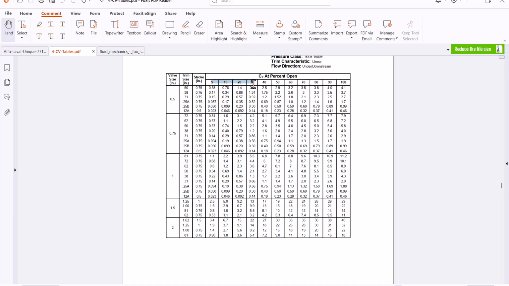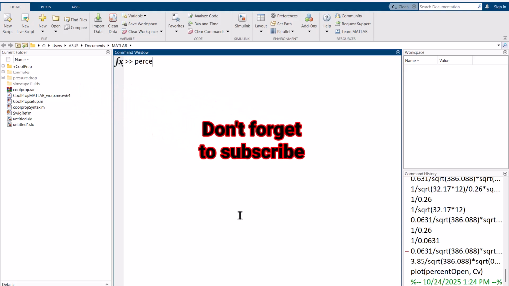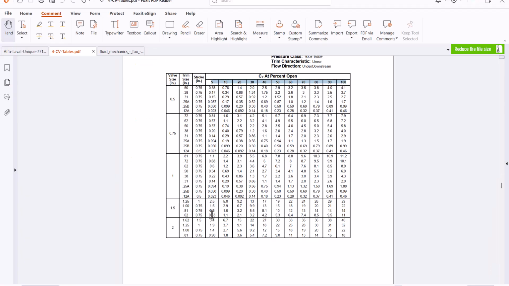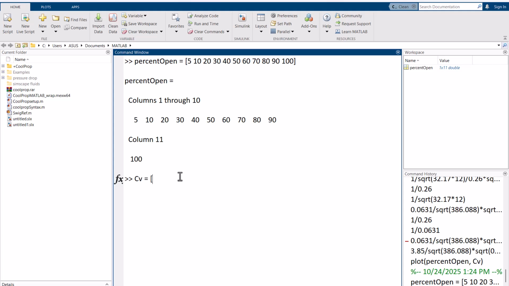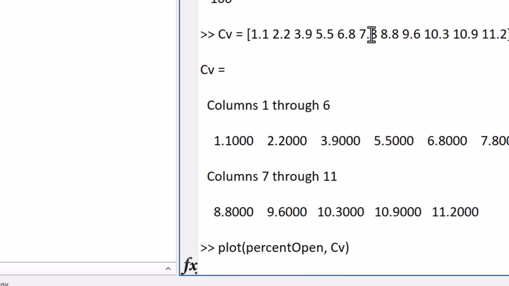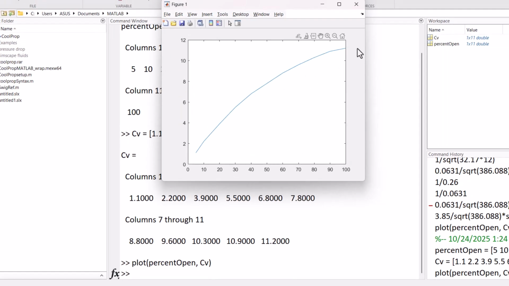Okay, here it is. So the valve is 5 all the way up until 100% open. And I'm going to copy these values, and in MATLAB I will define a variable named %open, and I enter these values. Okay. Then I will enter the corresponding flow coefficient. So CV is equal to all these numbers. Now I plot %open versus CV. And this is going to be the characteristic plot of this valve. It is CV against the percentage of the valve opening.